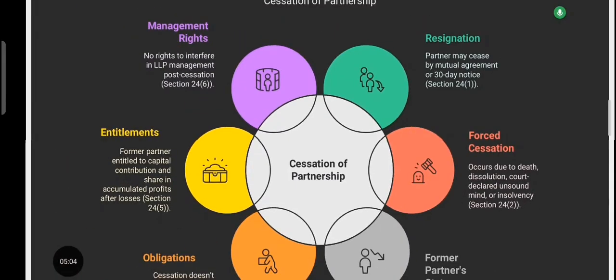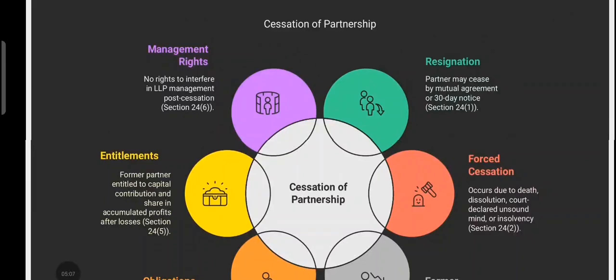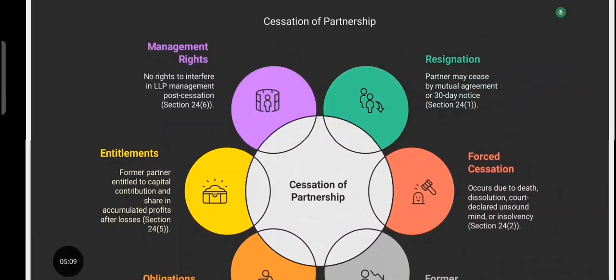Now friends, have a look at the cessation of partnership. So what is the meaning of cessation of partnership? When a partner stops being a part of a limited liability partnership, it is called cessation of partnership.